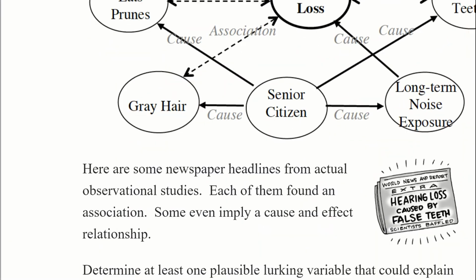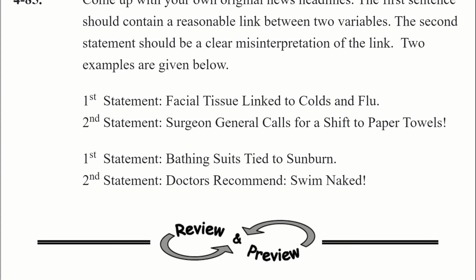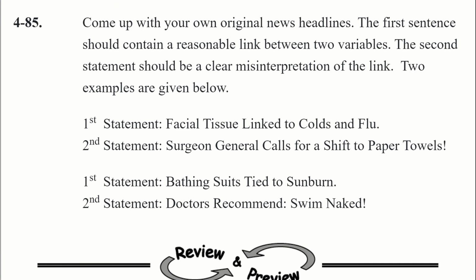The last question that I want you to respond to today, however, is question 85. It says, come up with your own original news headline. I've seen some recent ones that might be inspirations for you, but I'd like it to be something that maybe I haven't seen. You don't know what I've seen. The first sentence should contain a reasonable link between two variables. The second statement should be a clear misrepresentation of the link. Two examples are given below, and you may not use either one of these.